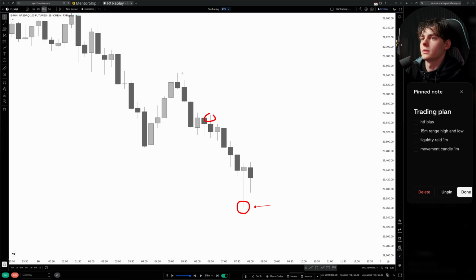But which high is it going to be? Is it going to be this one? Is it going to be this one? Or something else that we need to look at? Or even just some internal high? That basically leads to a lot of different questions.